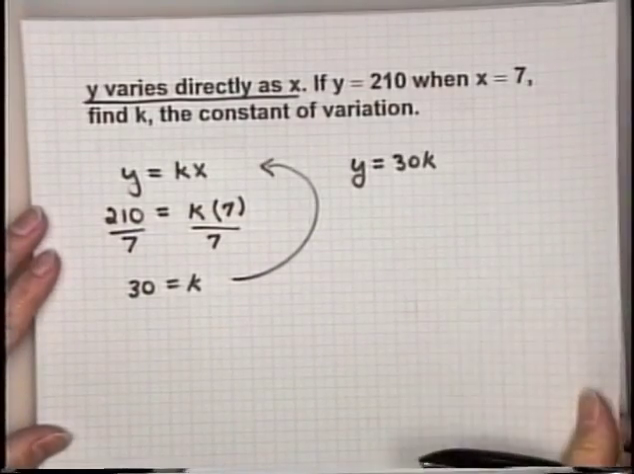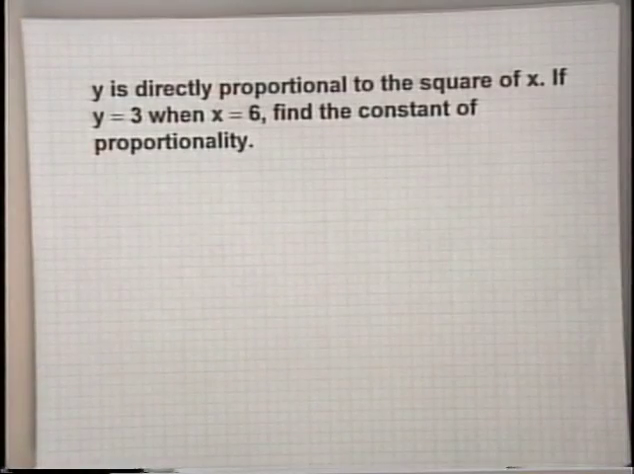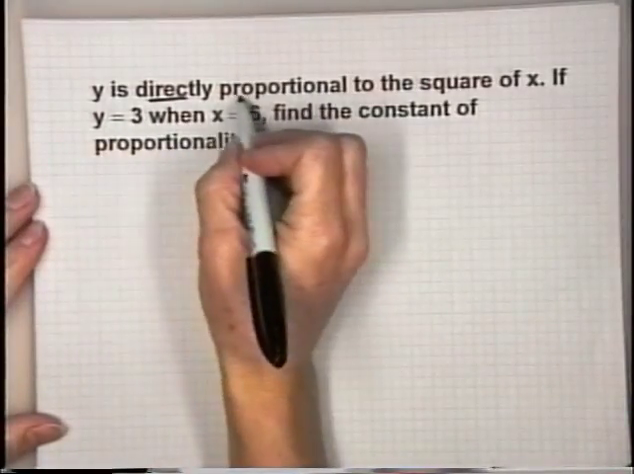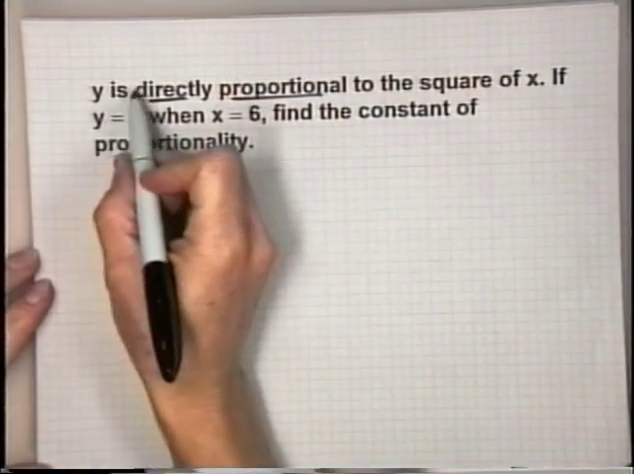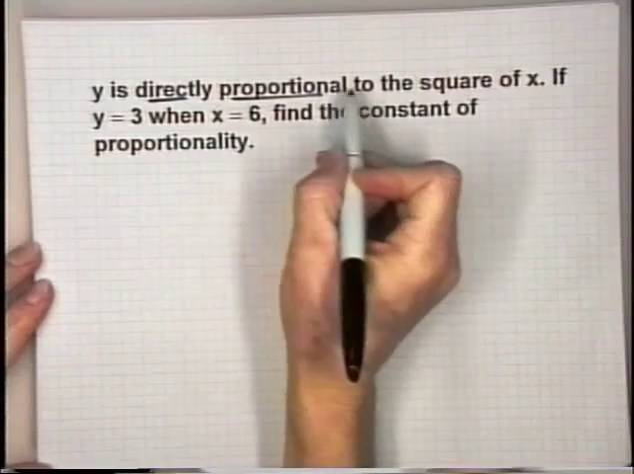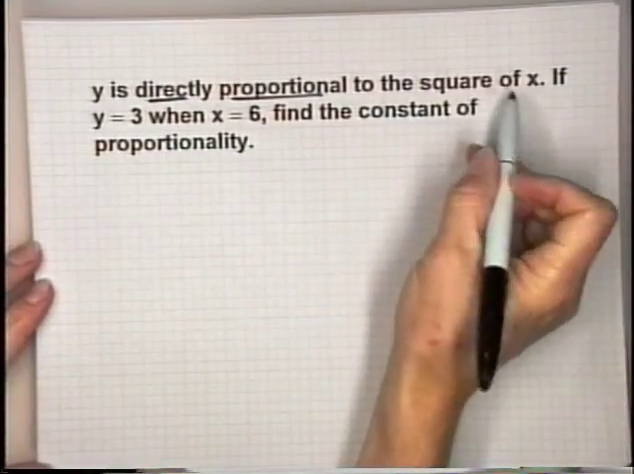I want to show you another example that is very similar to this one, but you'll notice the wording is slightly different. Y is directly proportional to the square of x. If y equals 3 when x equals 6, find the constant of proportionality. Now, this directly proportional is another way of saying y varies directly as. So you may have that worded several different ways. Notice here, y is directly proportional to the square of x.